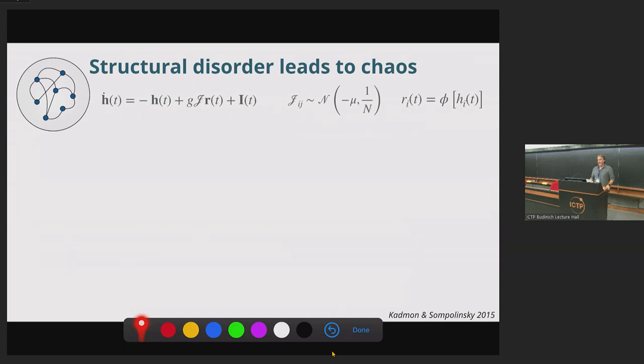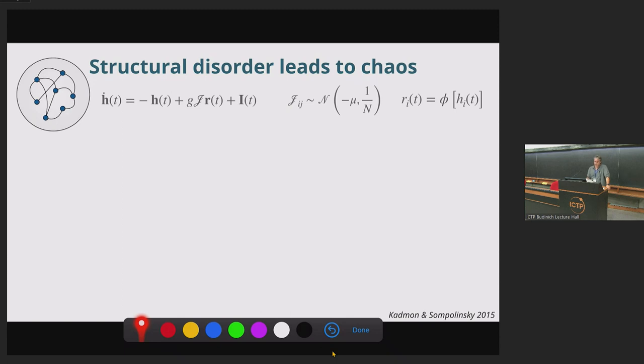H is the input into each neuron. We call it something like the membrane potential of the neuron. It follows this differential equation, where R is the output of the neuron, just some nonlinear function of its input, and they're all connected through some disordered connectivity matrix.